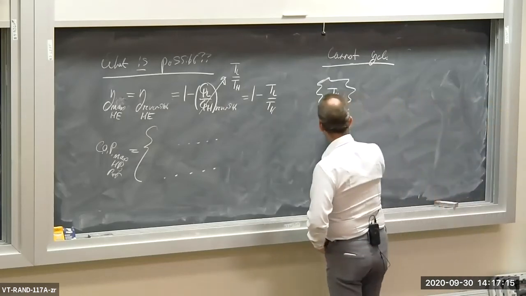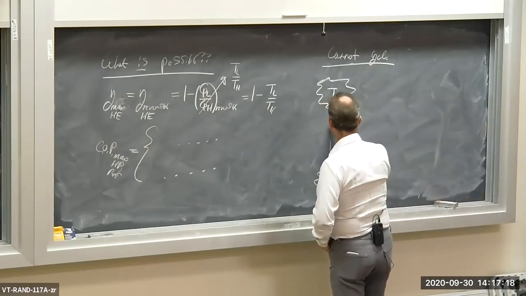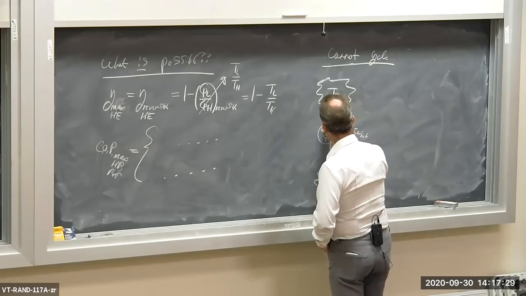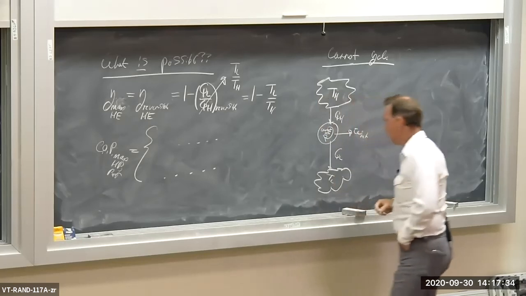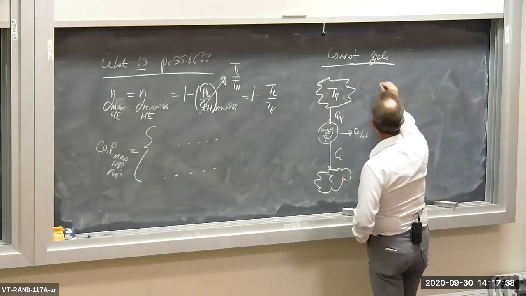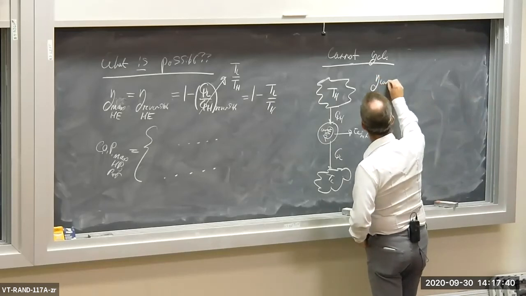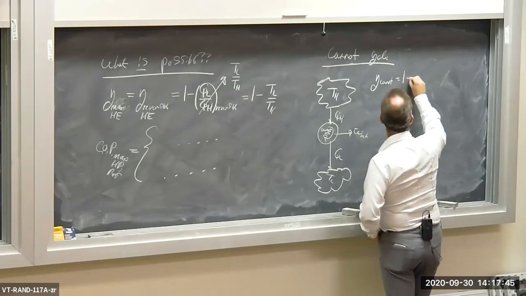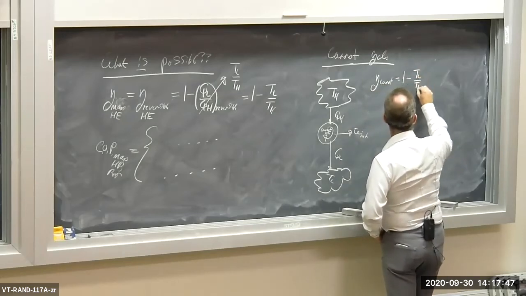Well, this heat pump or refrigerator, let's say it's a heat engine. So we have QH, QL. It produces a net work. And this is a Carnot heat engine. The efficiency for this Carnot heat engine is equal to the efficiency of the reversible heat engine. So that's 1 minus TL over TH. Okay?